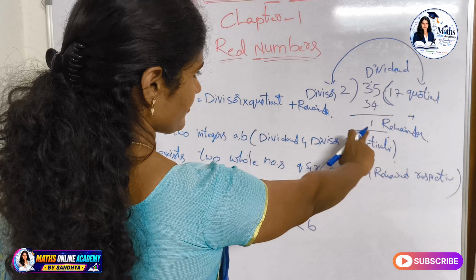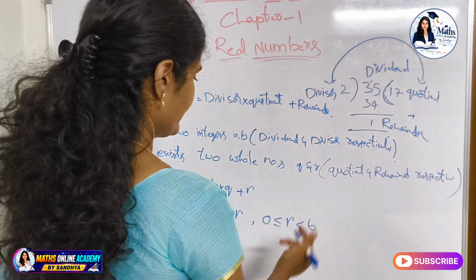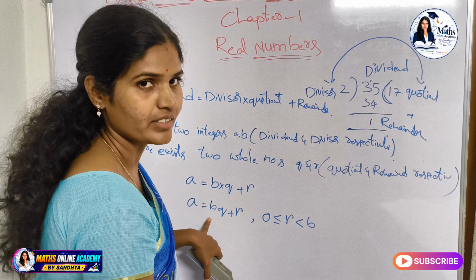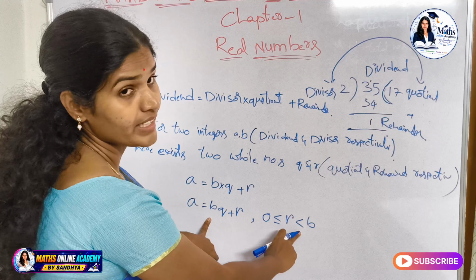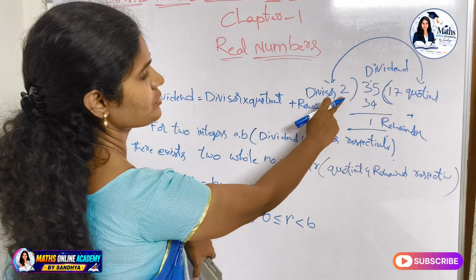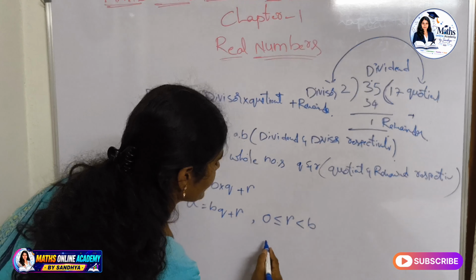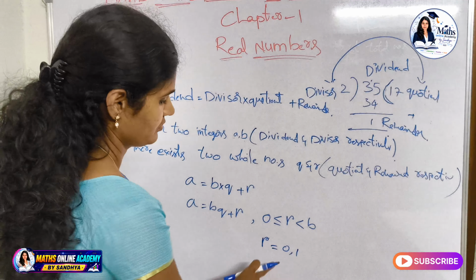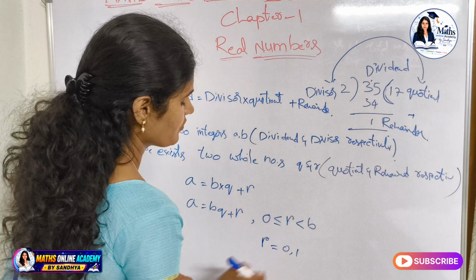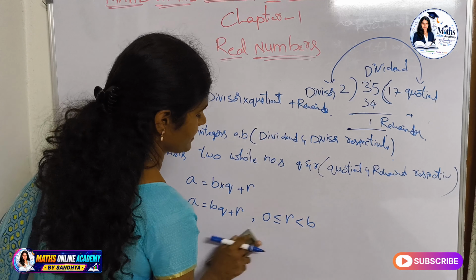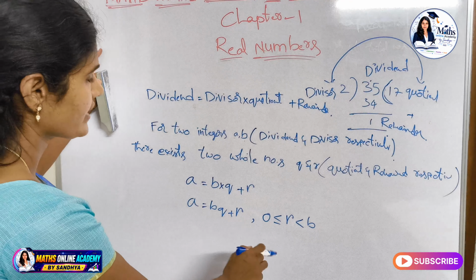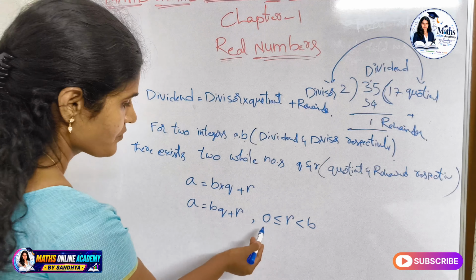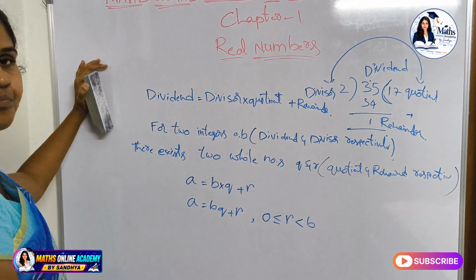Here see, the remainder is 1. Here R can become 0 or 1, not more than B. Here B is 2, na? So the remainder may become 0 or 1, not 2. This may be 0 or 1 in this condition, not compulsory. So the famous division algorithm formula is A equal to BQ plus R, and R has the condition 0 less than or equal to R less than B.